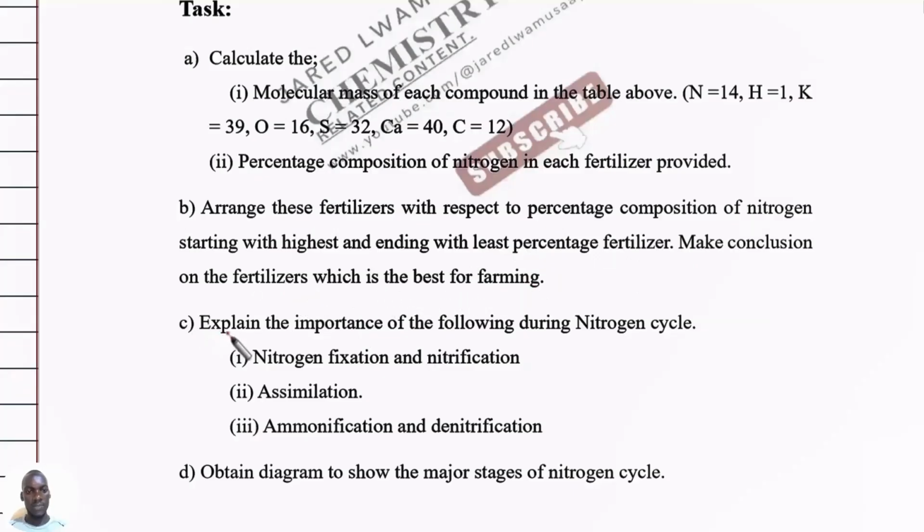Then part C, explain the importance of the following during the nitrogen cycle. Roman number 1, nitrogen fixation and nitrification. Roman number 2, assimilation. Roman number 3, ammonification and nitrification. Then part D, we have to obtain a diagram to show the major stages of nitrogen. You have to draw a model of the nitrogen cycle. So having read the tasks, we can now comprehend it by reading the scenario.